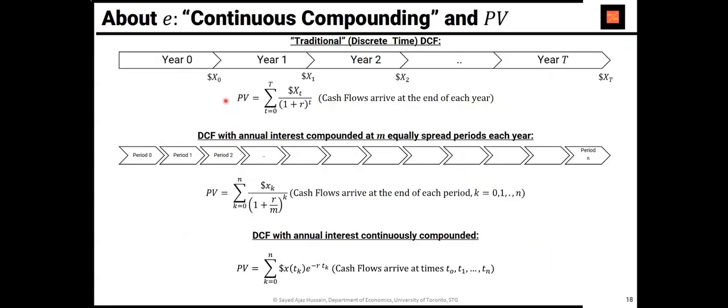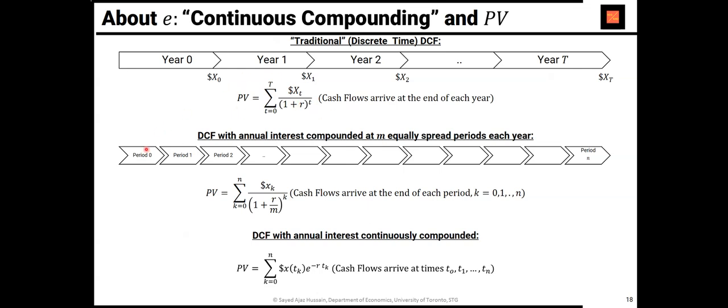Now we look at DCFs a little bit differently. In a traditional DCF, time is discrete and measured in years. So you can see that cash flows arrive at the end of each year, X0, X1, X2, and so forth. The present value, of course, is where R is the annual interest rate. Simply, you discount like this. Everyone knows this, of course.